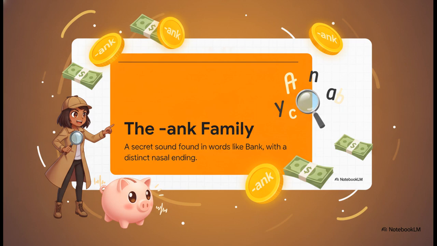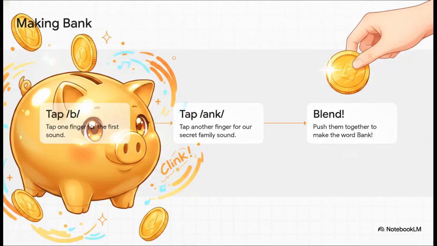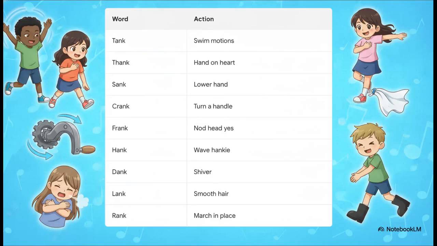Let's finish this explainer strong. I want you to picture a shiny piggy bank. Let's tap out our final core word together. Tap for B. Tap for Ank. Blend it. B, Ank. Bank. Now, pretend to hold a coin in your fingers and drop it into that piggy bank. Clink. Let's finish up our physical play-along journey by leading a few final actions for this Ank family.